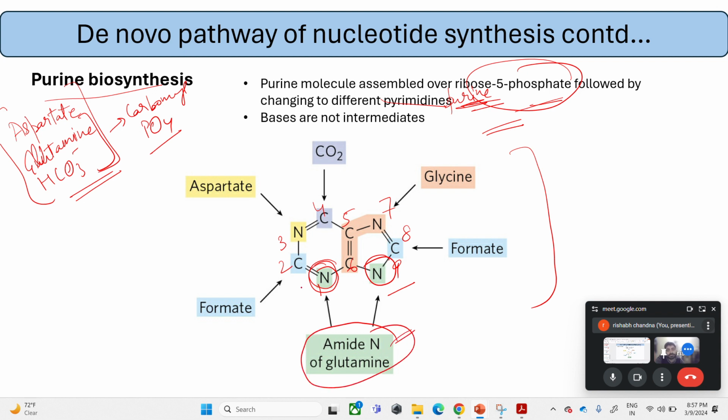The second carbon and the eighth carbon come from formate. The third nitrogen comes from the aspartate molecule. The fourth carbon comes from carbon dioxide. The fifth and sixth carbon and the seventh nitrogen come from the amino acid glycine. So this is how the purine molecules are arranged over the ribose 5 phosphate.